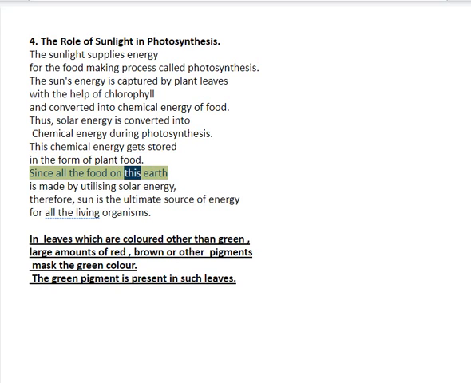Since all the food on this earth is made by utilizing solar energy, therefore, sun is the ultimate source of energy for all the living organisms. In leaves which are colored other than green, large amounts of red, brown or other pigments mask the green color. The green pigment is present in such leaves.